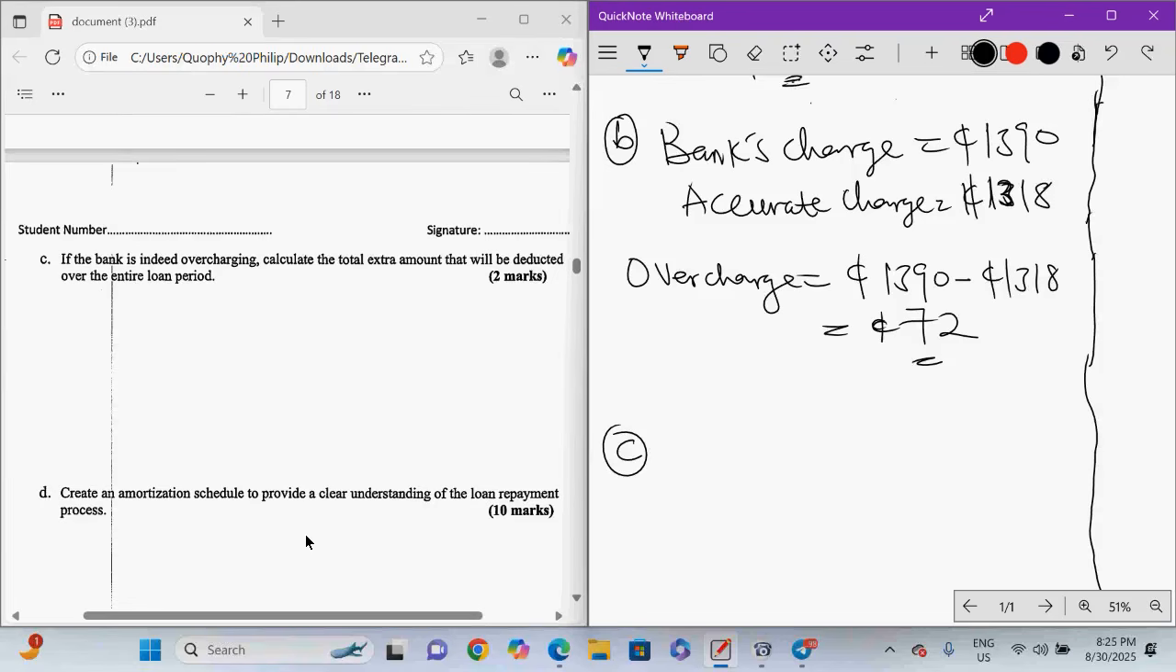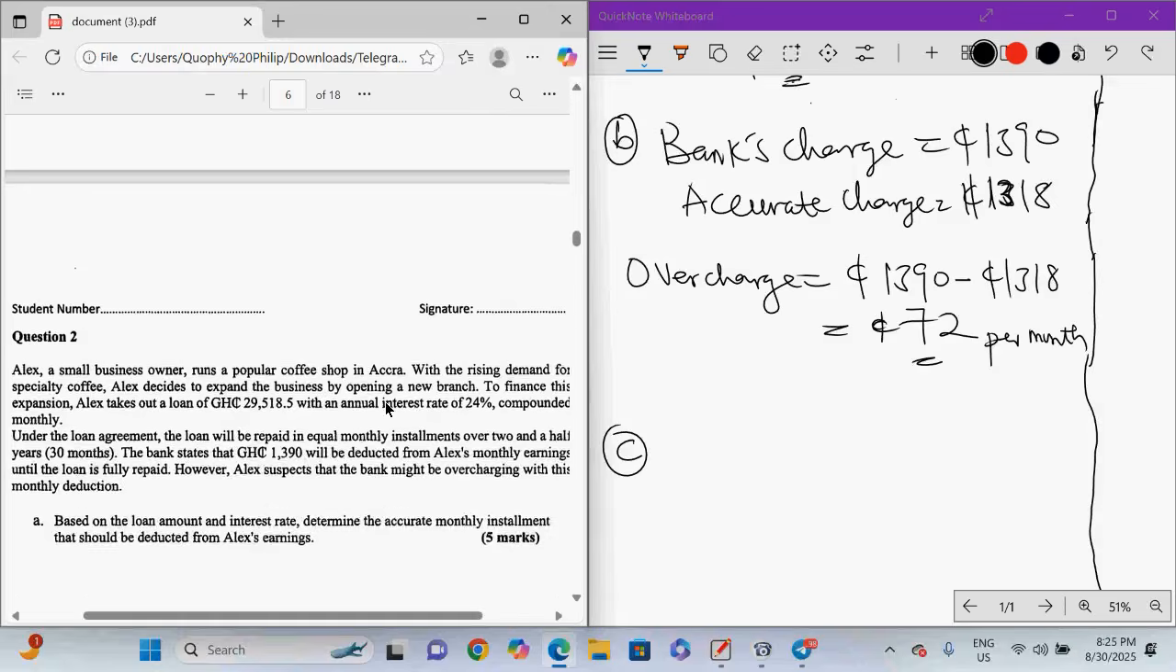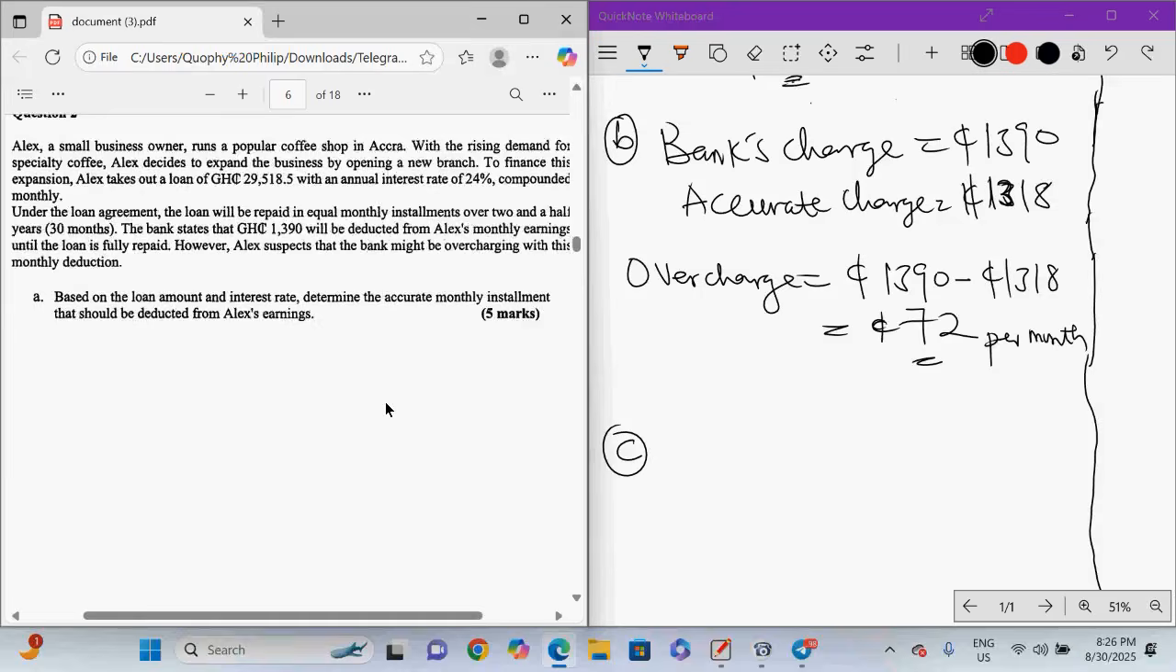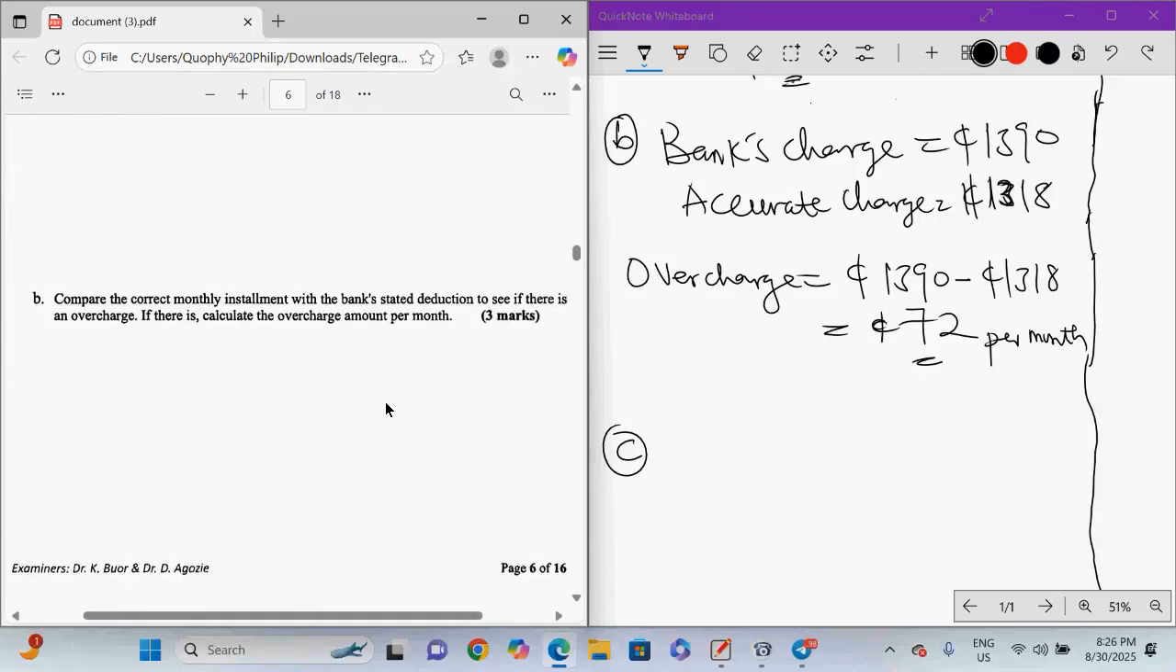C. If the bank is indeed overcharging, calculate the total extra amount that will be deducted over the entire loan period. So this 72 is per month, right? Yes. To calculate the total amount, it is 72 times how many months were we given? 30 months. So 2.5 years is 30 months.